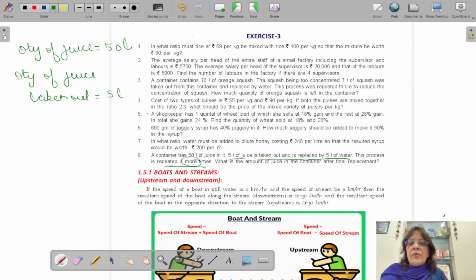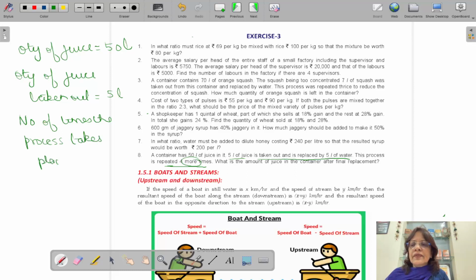If 'more' were not there, our formula would be different. Number of times the process takes place is equal to 5. Please note that. So according to the formula, what amount of juice is in the container after the final replacement? What is the formula? It is x into 1 minus y upon x to the power n.